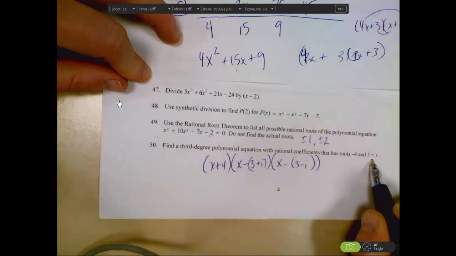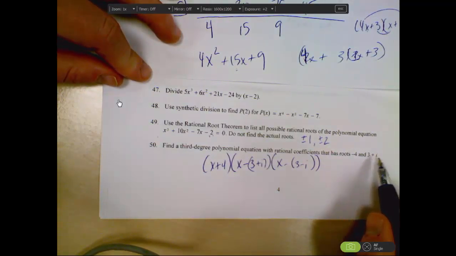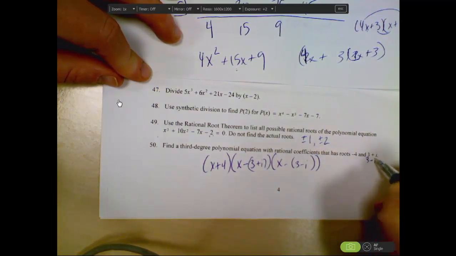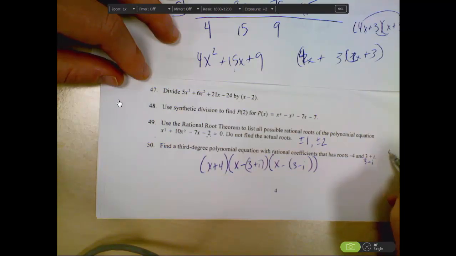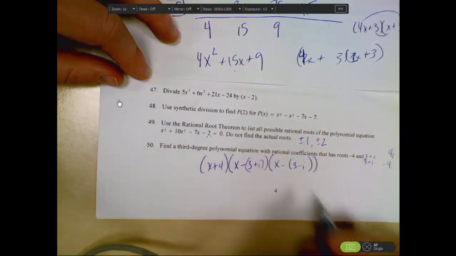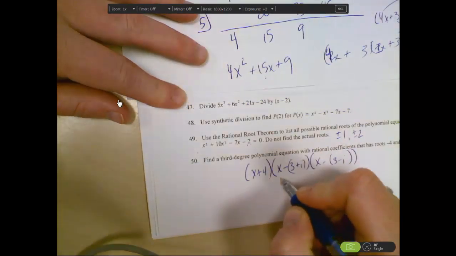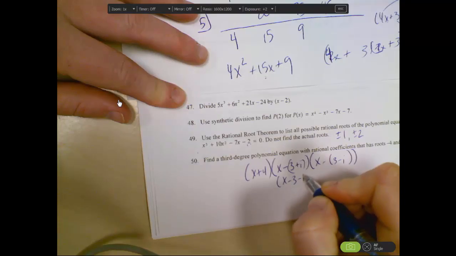Remember that when you're given roots, if you have a complex root, the conjugate is also a root. So if they give you 3 plus i, 3 minus i is also a root. If they give you 4i, negative 4i is also a root. That's always true. Now I'm just going to multiply these two things first. First I'll distribute the negative.